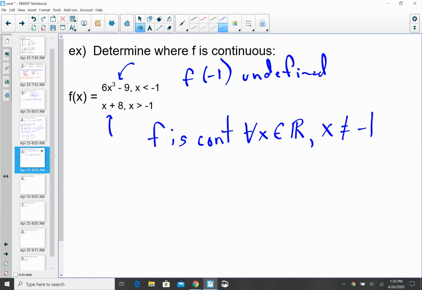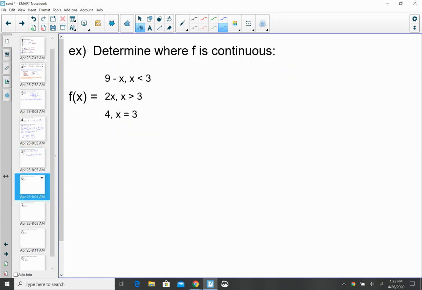All right. Oh, we got a three-parter piecewise. Again, look at the independent pieces first. 9 minus x, it's a line, continuous. 2x, also a line, continuous. 4, that'd be a constant function, a horizontal line going back and forth, still continuous.